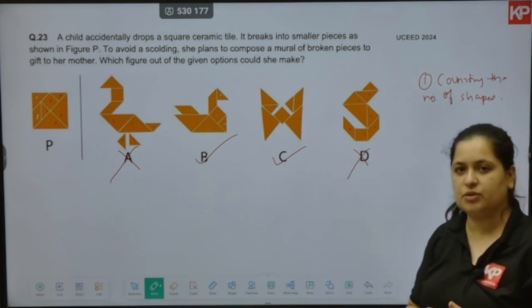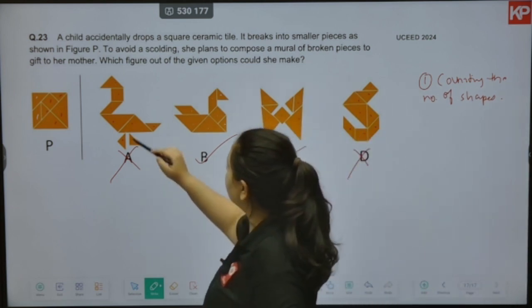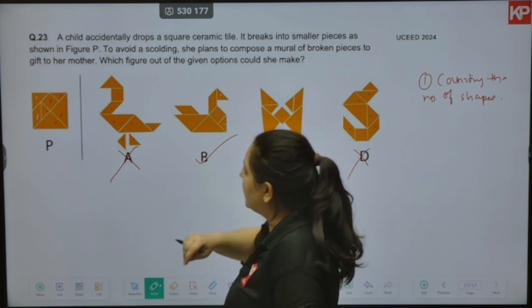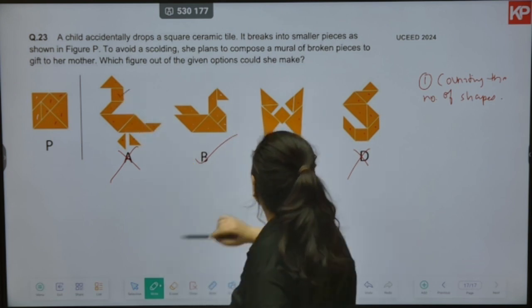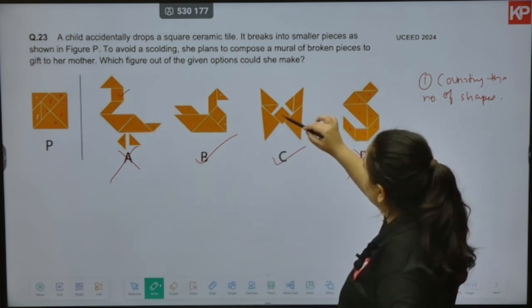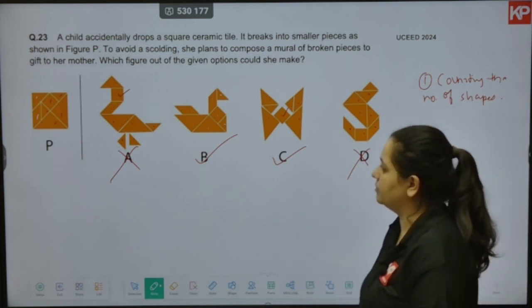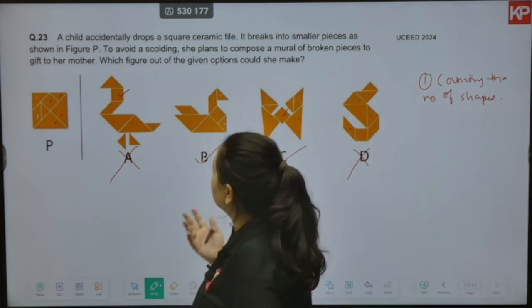Let's start with a square. Do we have a square here? Yes. Is it of the same shape and is it of the same size? Yes. Okay, let's check a square here. Is it of the same size? Yes, it has rotated, but rotation is allowed in this particular question. So we are good to go with respect to the square.